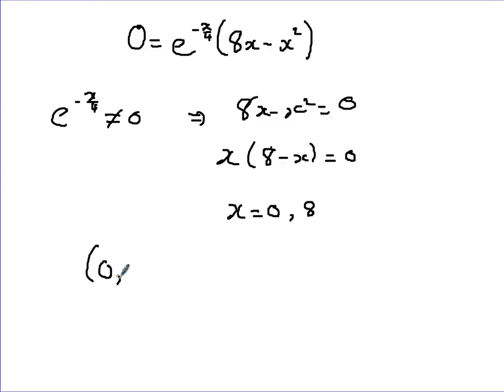Now when 0 goes into there, that will just give us 0, and then when 8 goes in, that will give us 64 e to the minus 2. So there are our coordinates. Just double checking on this bit, and that's worked out fine.